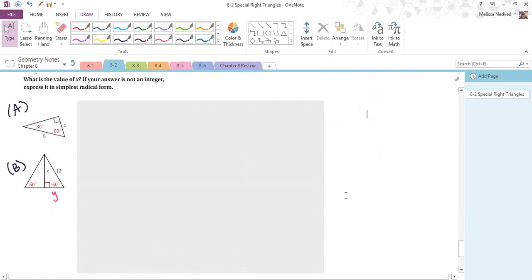So these last two I want you to try on your own. You're looking at two different examples here, and you're looking for X in each. So go ahead and give those a shot, and then I will reveal the answers.